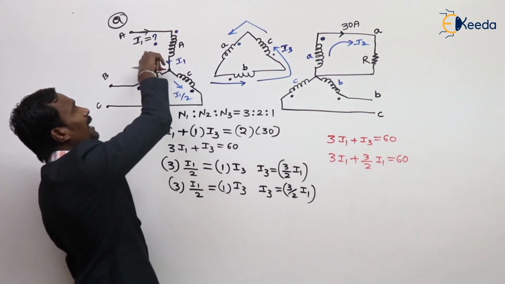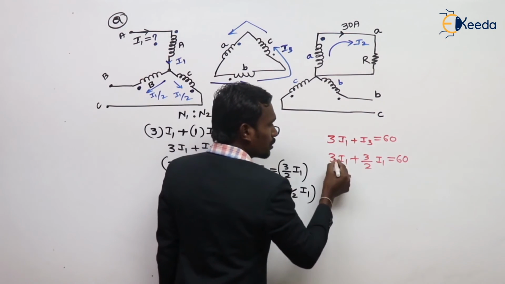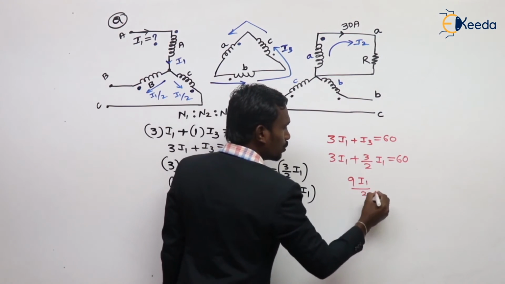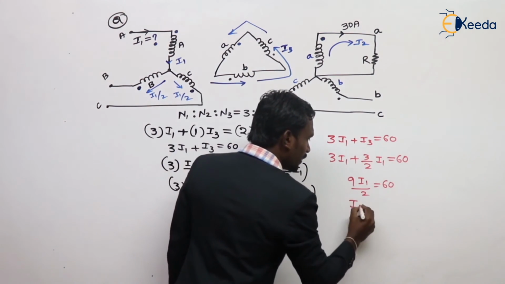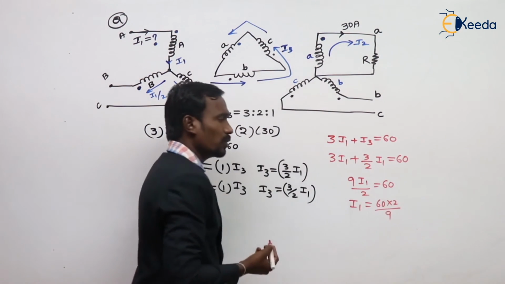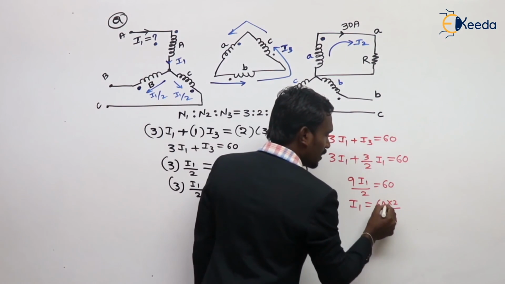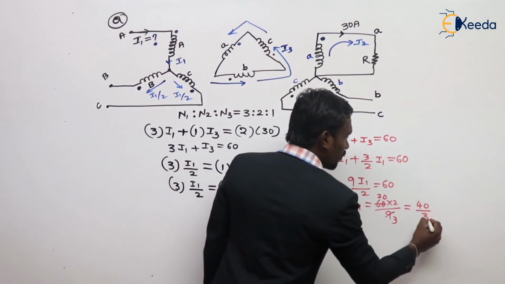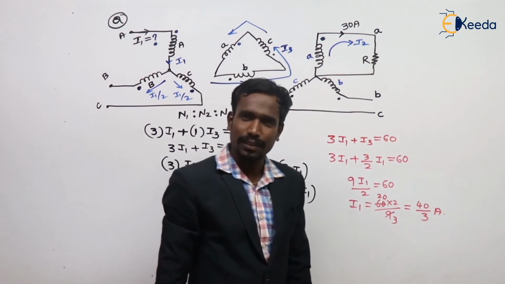Our aim is to find I1. So now tell me, 3 twos are 6, 6 plus 3 is 9. 9 I1 by 2 is equal to 60 amperes. So I1 is equal to 60 into 2 by 9, which is 40 by 3 amperes. So our answer is 40 by 3 amperes.